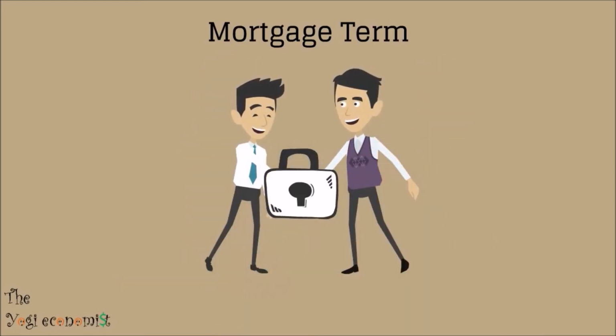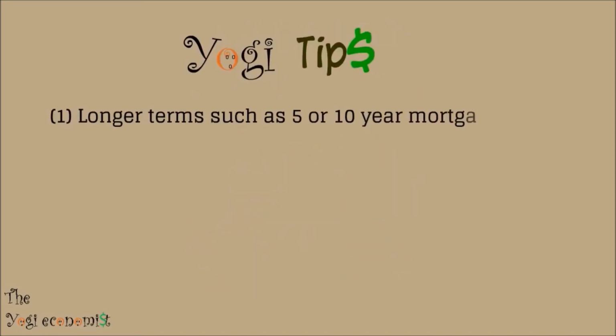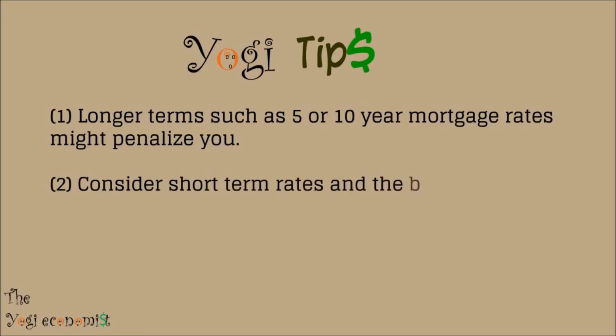Mortgage has to be renewed at the end of the term. This can be with a different lender. Your mortgage broker or bank might suggest a 5-year or 10-year term because of the big commission. Save yourself by doing thorough research.